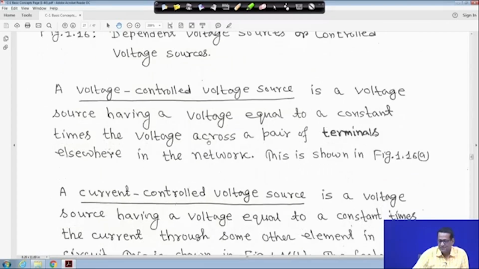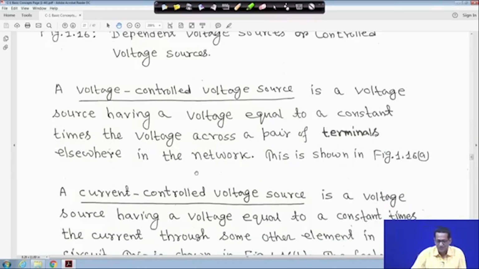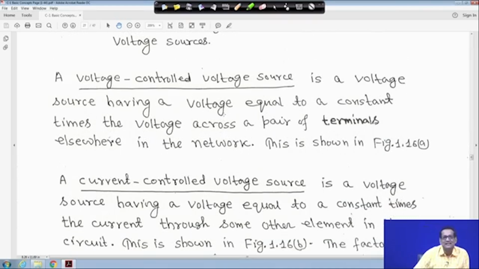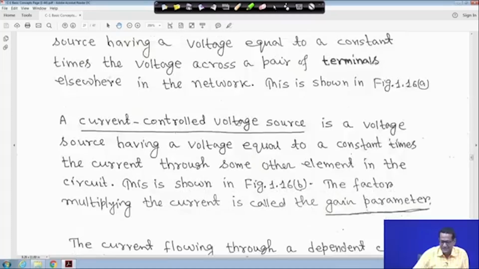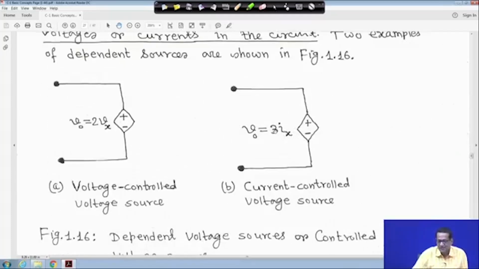Similarly, whatever I said, everything is written here. This is figure 1.6. So whatever I said, everything is written here, so I am not reading or telling further. Everything is written here, right. The only thing is that in this case, whenever it is dependent on the current, this parameter, this 3, we call the gain parameter, right.